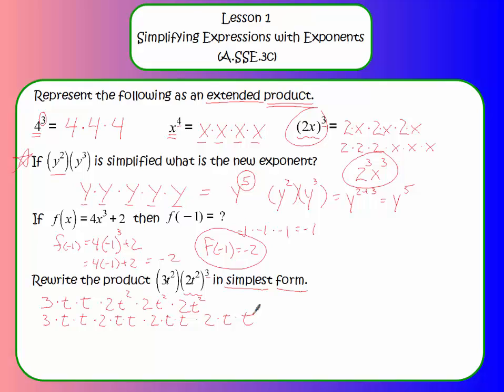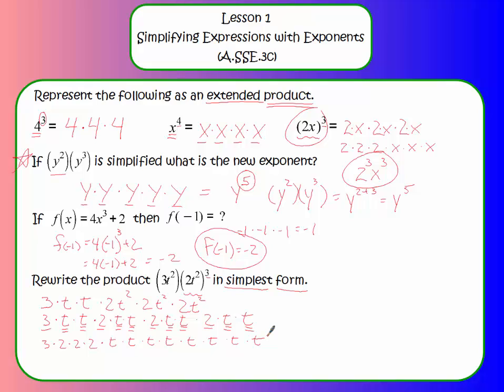Alright, this looks like this huge mess. Well, let me again pull all the constants out front. So 3 times 2 times 2 times 2. And we put all the t's in the back. 1, 2, 3, 4, 5, 6, 7, 8. So times t, times t, times t, times t, times t, times t, times t, times t. So there's all 8 of them.